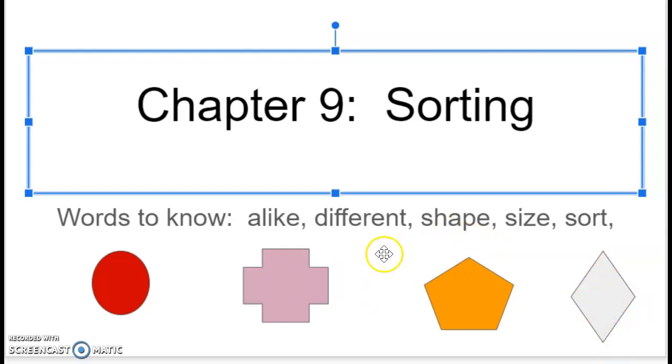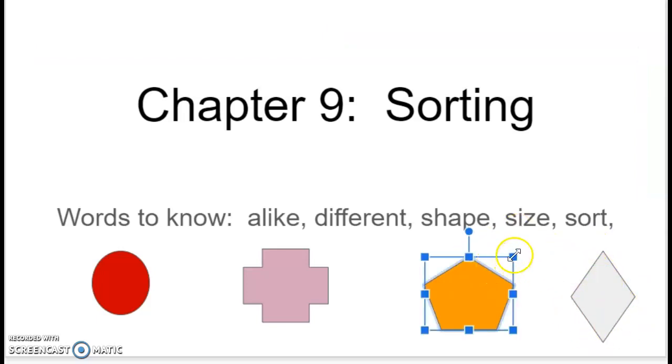Shape is the word that I use to describe how something looks. Like this shape is a circle. This shape is a polygon of some sort. It looks kind of like a plus sign or a T. This one is a pentagon, and this one is a diamond or a rhombus, right?